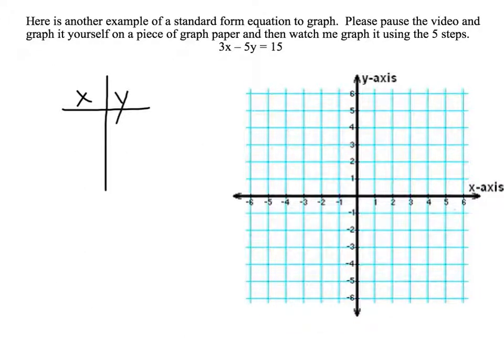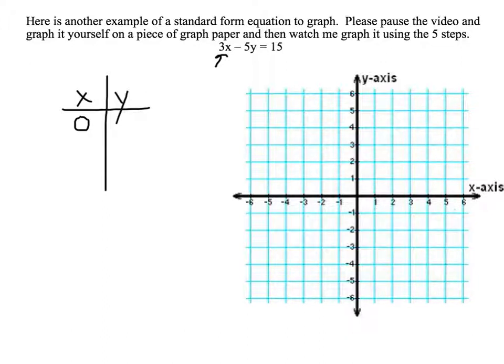Here's another example of a standard form equation to graph. Please pause the video and graph it yourself on a piece of graph paper, and then watch me graph it using the 5 steps. Step number 1 says to let x equal 0 and solve it for y.